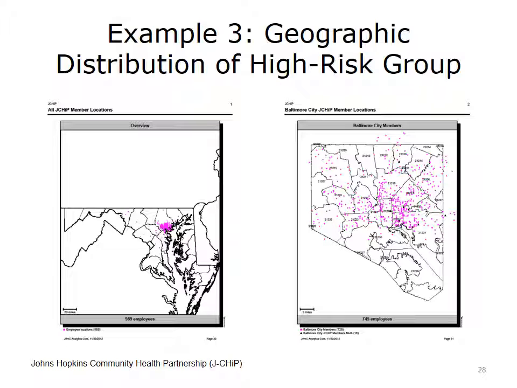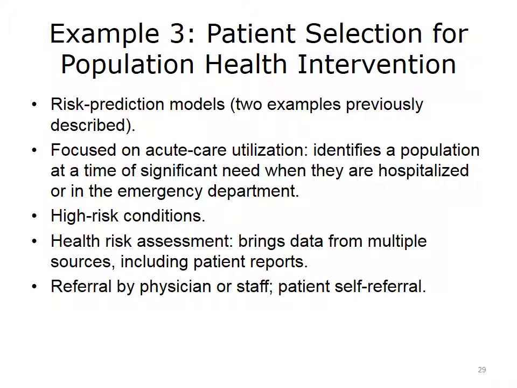Looking at Baltimore City member locations, they found that even though their clinics were designated within Baltimore City, in a very confined area in East Baltimore, the patients were really spread throughout many, many zip codes throughout Baltimore City. So their high-risk group often traveled across the city to access Johns Hopkins medical care. So we've looked at 2 examples of using risk prediction models to select patients for population health intervention.